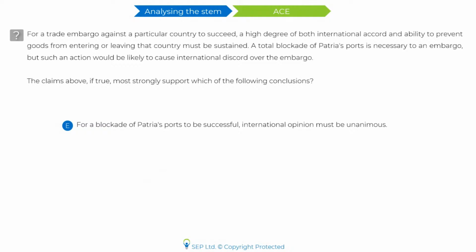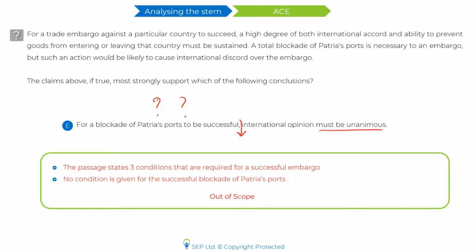E, one or two of you marked E also as the answer. Let's see what it says. For a blockade of Patria's ports to be successful. Now, is there any condition given for blocking the ports? Is there any condition that has to be satisfied for blocking the ports? No. And definitely "must be unanimous" is not given anywhere. It's just high degree of opinion. So this is also out of scope and incorrect.